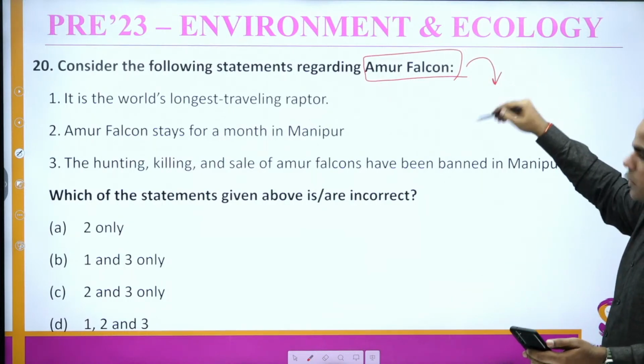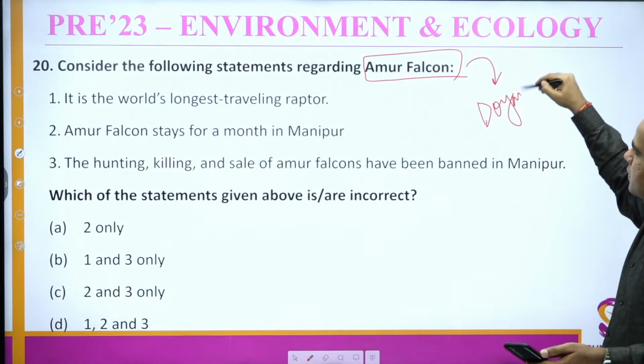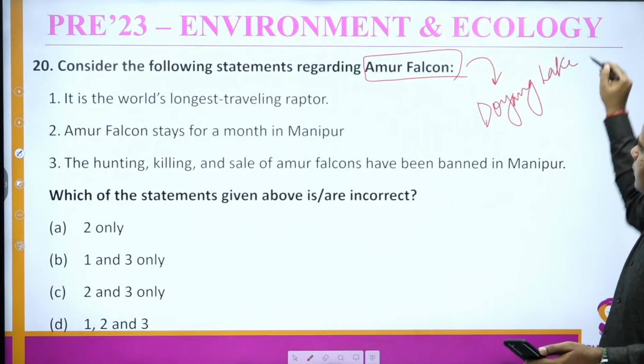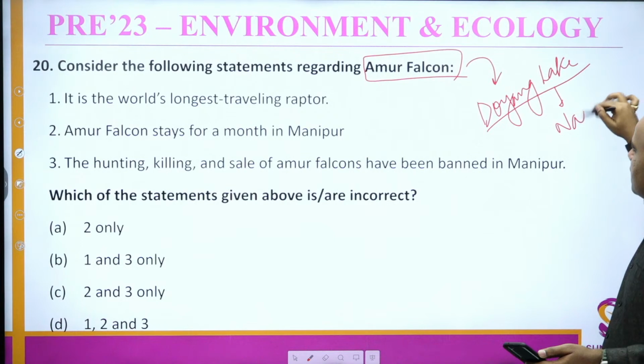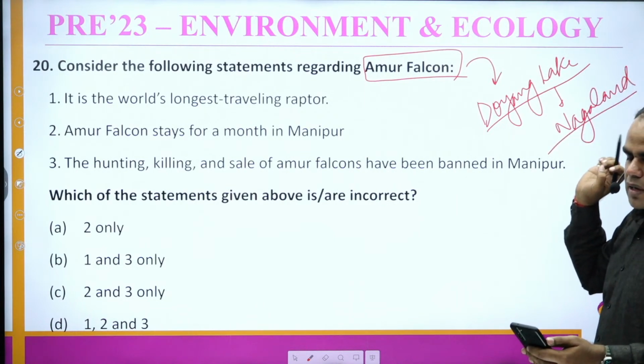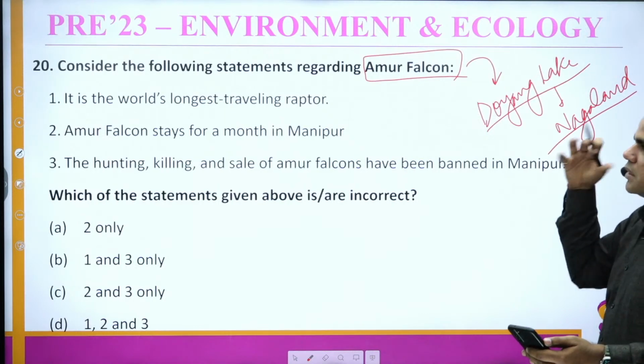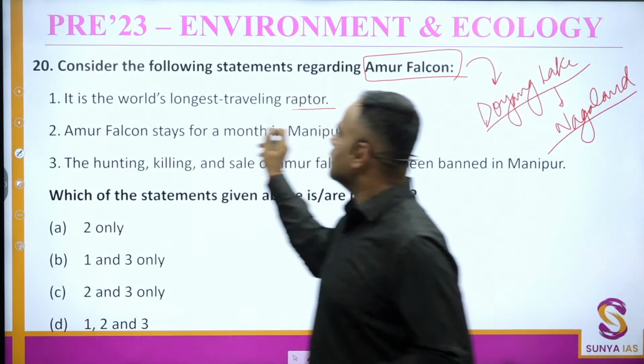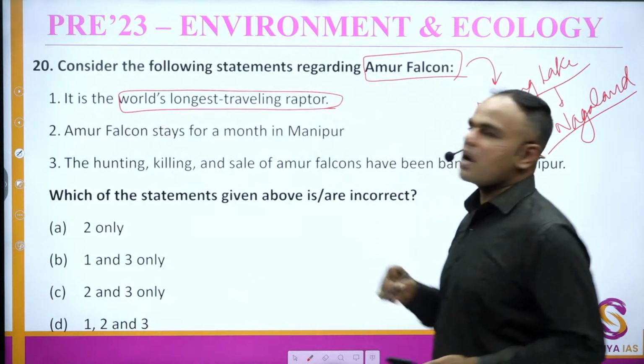So okay, let me tell you then. Actually, it is Doyang Lake. Okay, Doyang Lake is basically in Nagaland. So first of all, Amur Falcon is a famous raptor species. This is one of the world's longest traveling raptors.